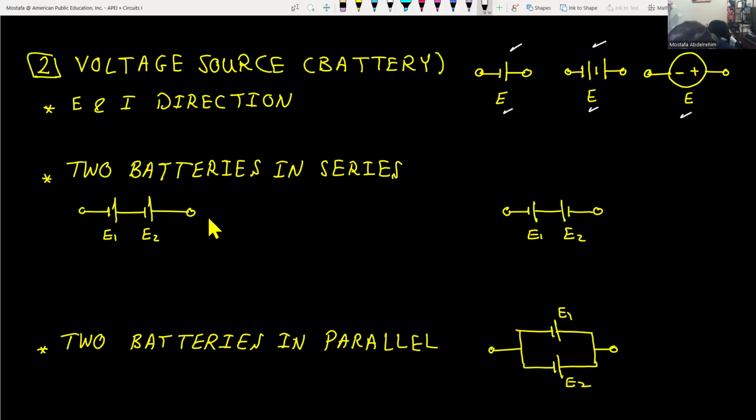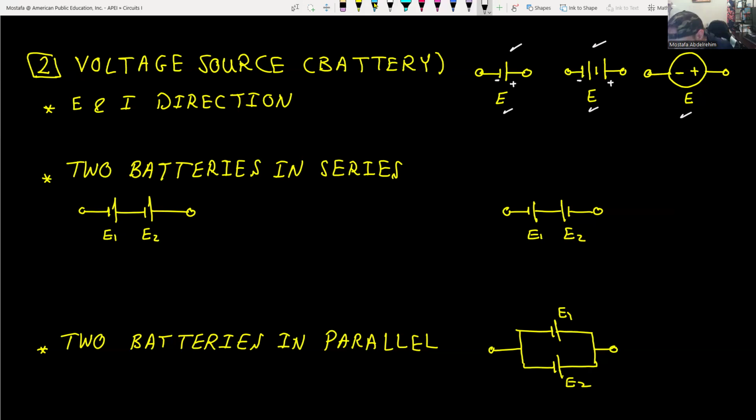What does that mean? By the way, the long bar is for positive, and the short bar is for negative, so that's a positive and that's a negative. Basically, that symbol here with two symbols together can be translated as stacking multiple batteries together in series like this one. That's why it's two batteries at the same time, but it's just one battery at the end.